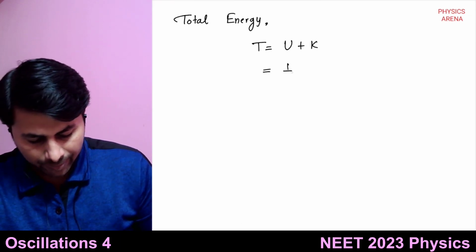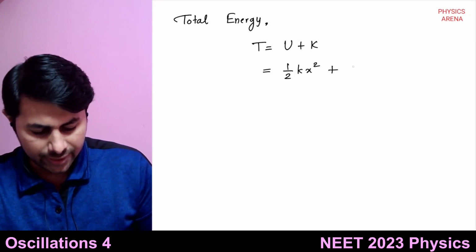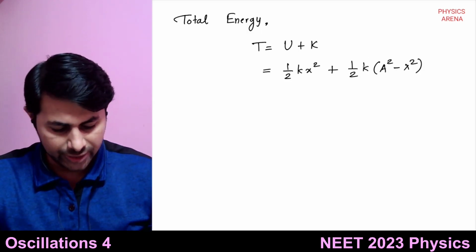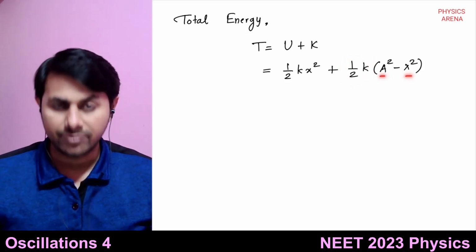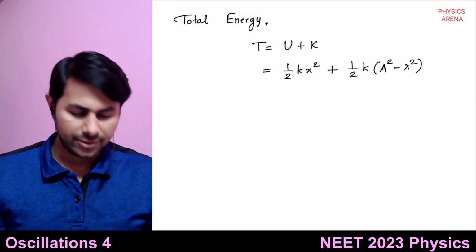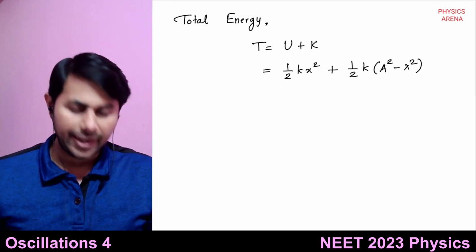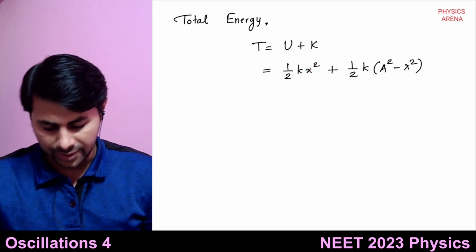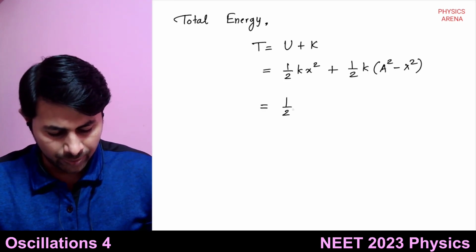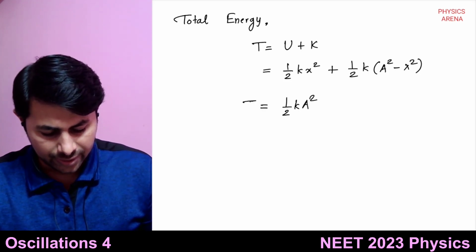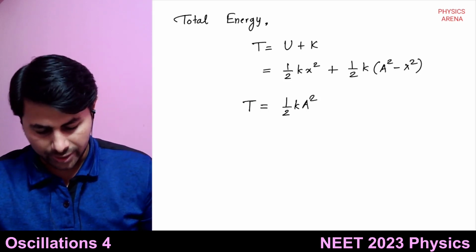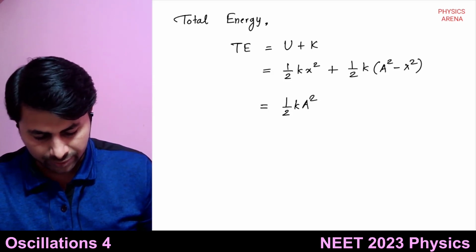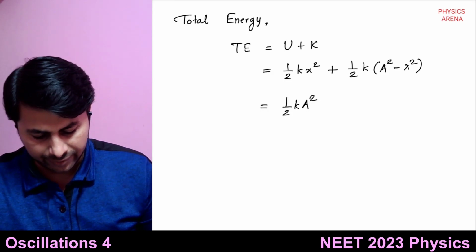So we get half of k multiplied by x square plus half of k multiplied by (a square minus x square). If we multiply this half k with the terms in the bracket, we get half of k into a square minus half of k multiplied by x square. So the minus half k x square and this plus half k x square will get cancelled out, and we will get half of k multiplied by a square. This is the total energy. Or in place of T, I will just write TE, total energy. It's given by half of k multiplied by a square.